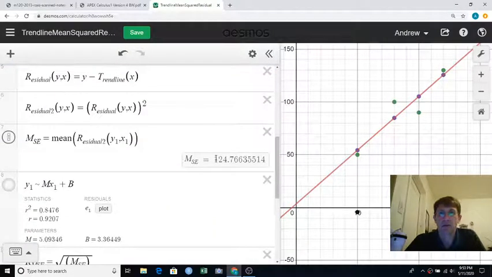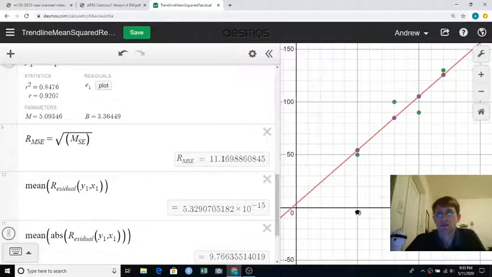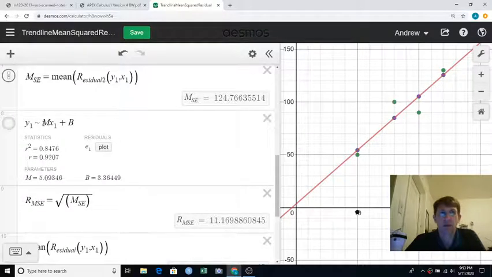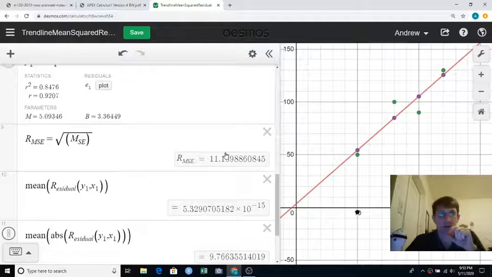And now this is no longer 160 something, it's 120 something. And this is no longer 12 something, it's 11 something. So that's the best possible setting of m and b to get that trend line as close as possible to the data, to get the mean squared error or the root mean squared error as small as possible.